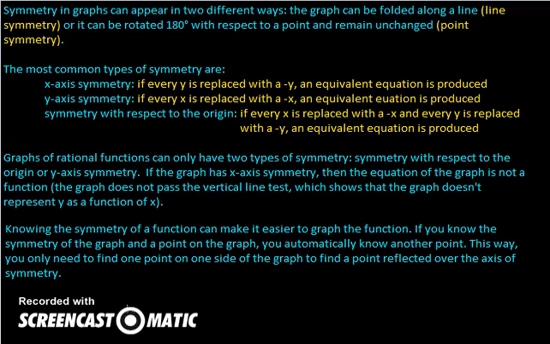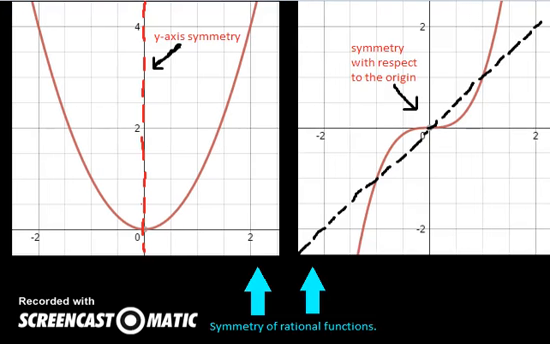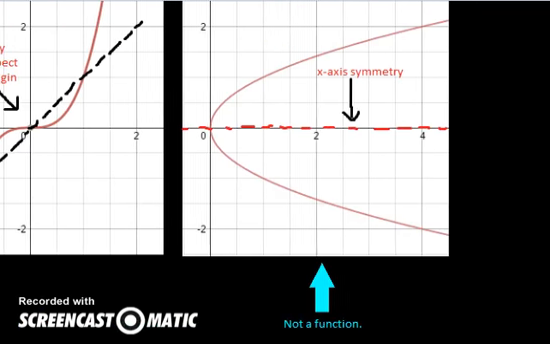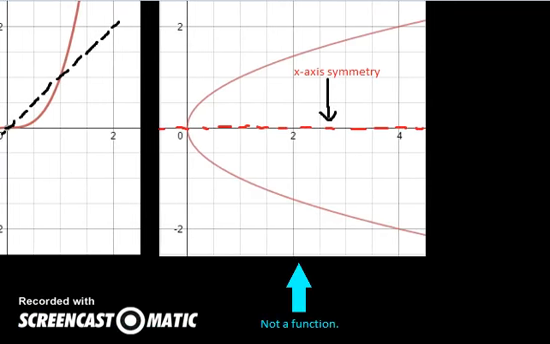If you know the symmetry of the graph and a point on the graph, you automatically know another point. This way, you only need to find one point on one side of the graph to find a point reflected over the axis of symmetry. These graphs show y-axis symmetry and symmetry with respect to the origin, which show that these graphs represent a rational function. This graph shows x-axis symmetry, which shows that the graph does not represent a function.